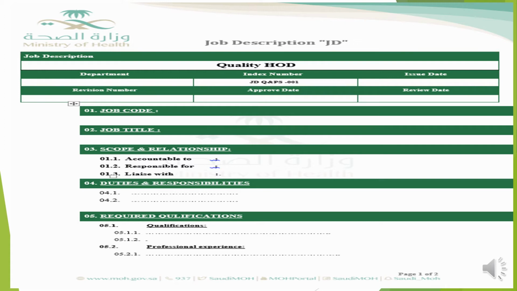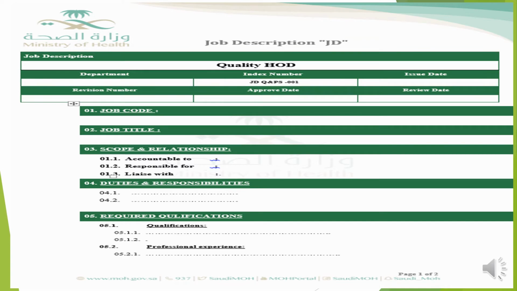The index number will be a code of letters and numbers. JD refers to job description. QPS refers to the Quality and Patient Safety Department. 001 means the first job description inside the department. So if you have another person working with you in the department, it should be 002, another one 003, and so on. For example, if you have a patient safety officer, he could be 002. If you have a secretary, she could be 003. If you have a data analyst, it could be 004, and so on.